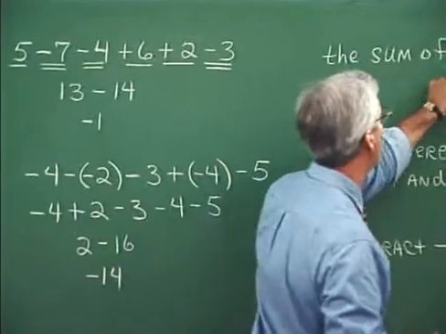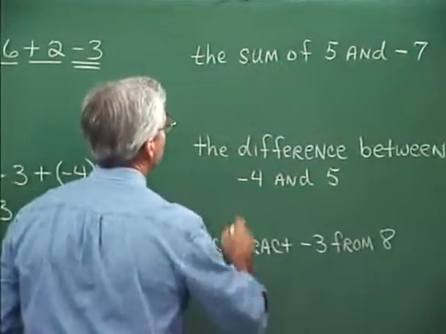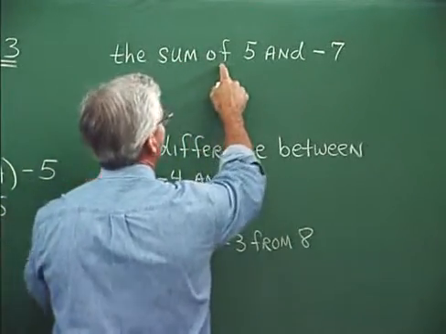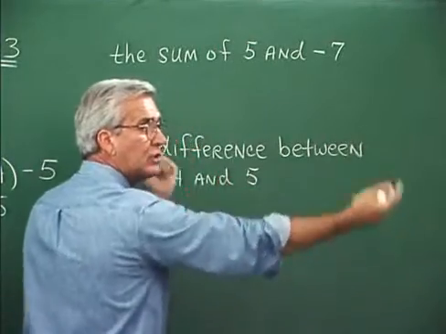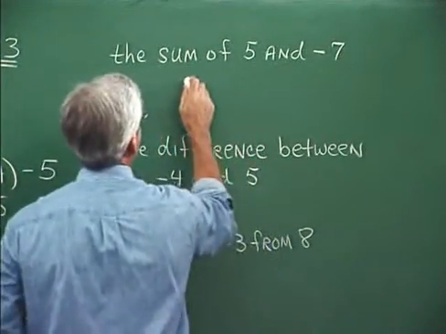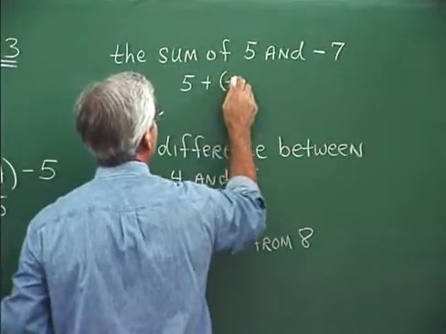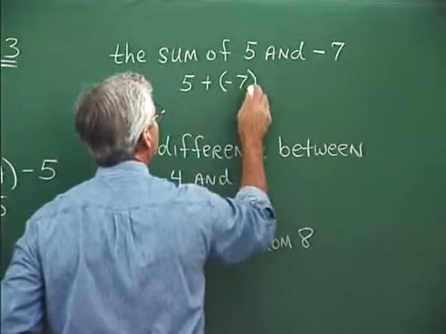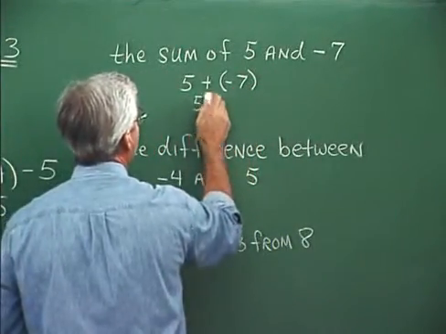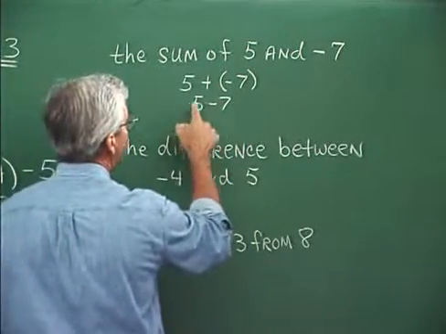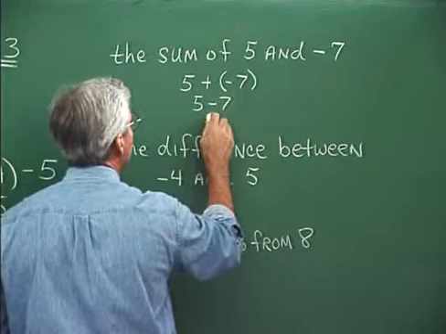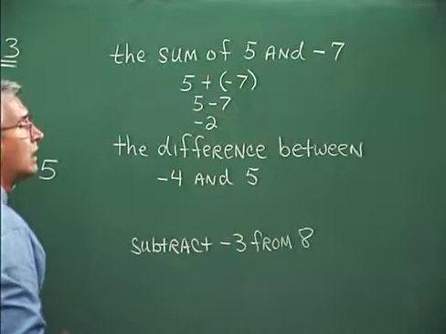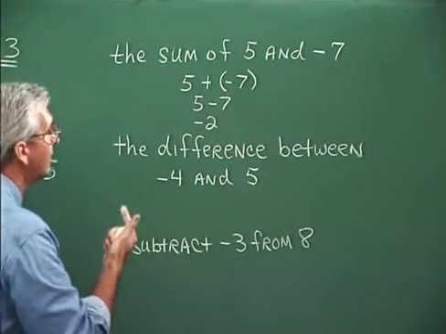The sum of 5 and negative 7. Now, sum is the answer in an addition problem. And when it says the sum of, and two items will follow, those two are to be added together. So we're taking 5 and we're adding negative 7. And you can write it like this, or you can write it like this. But at any rate, we have different signs, and so we take the 5 from the 7 to give 2, and then we attach the sign of the larger one, that's negative. So negative 2 when we find the sum of 5 and negative 7.